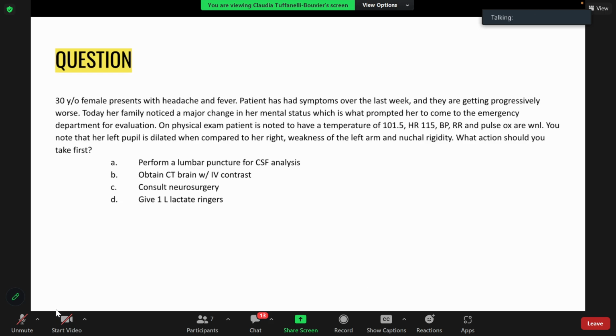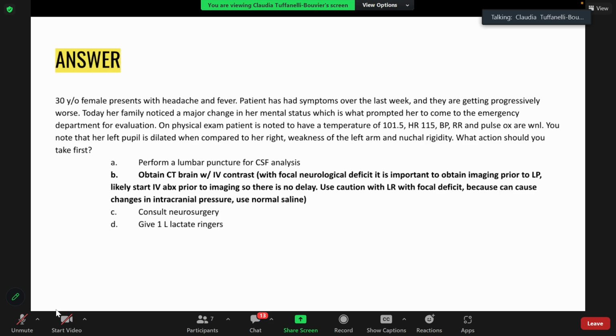And we're going to get a CT with IV contrast first. So worried about brain abscess, something else going on that would be causing that. And with the focal deficit, we want to get it, likely a brain abscess. Don't do your LP first. And then, yes, you can consult neurosurgery first on this one.